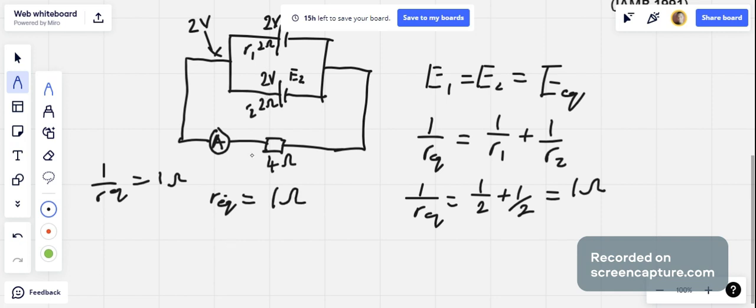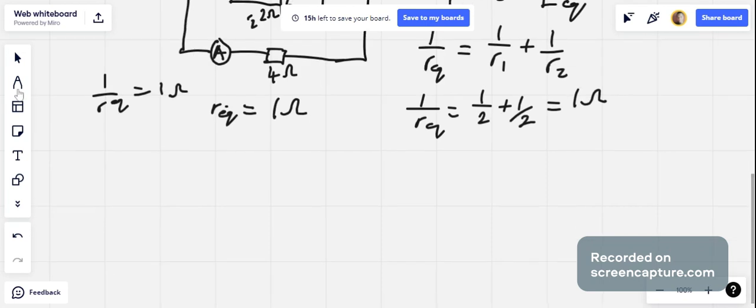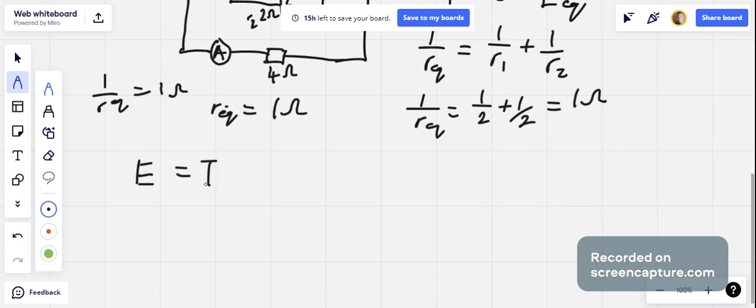So having figured out the internal resistance to be 1 ohm, then we continue. You remember that EMF equals what? Total current in the circuit times external resistance plus internal resistance. This time around, internal resistance will be the equivalent one. And we are looking for this current I. If you make that the subject of the formula, you have I equals E divided by what?